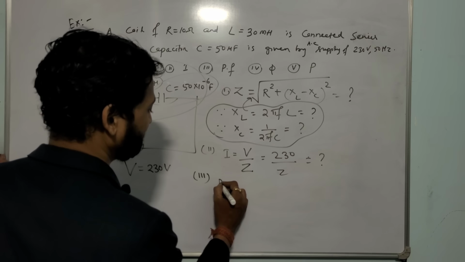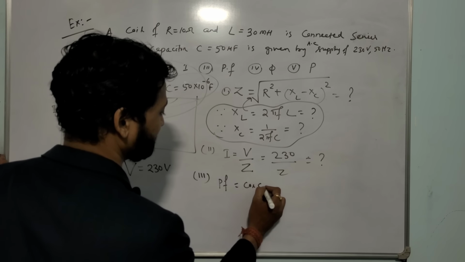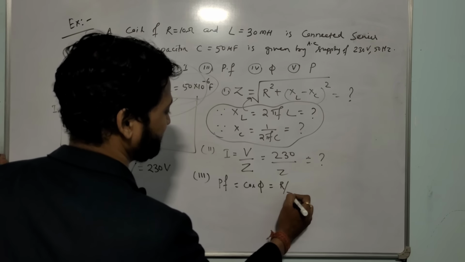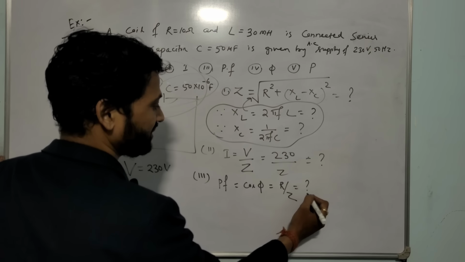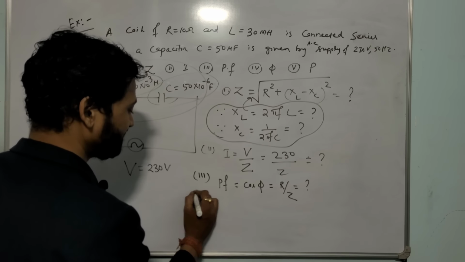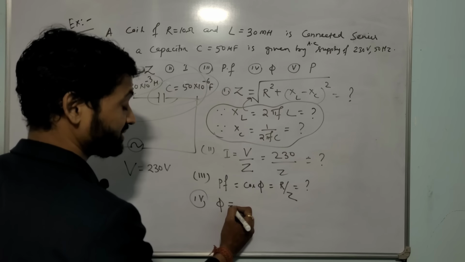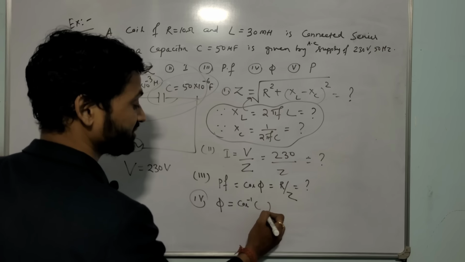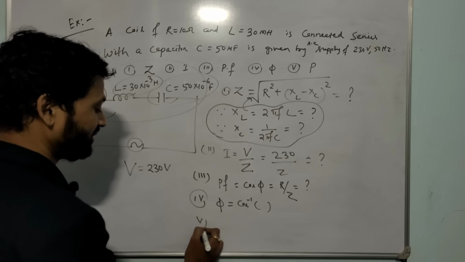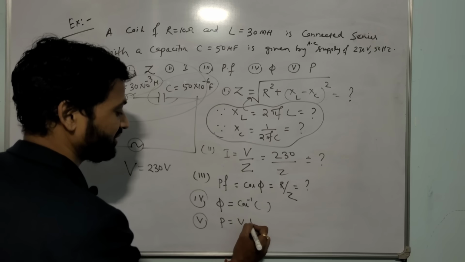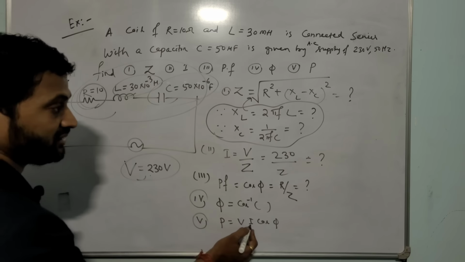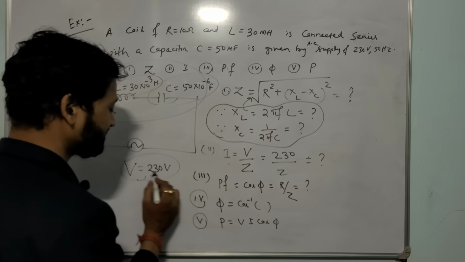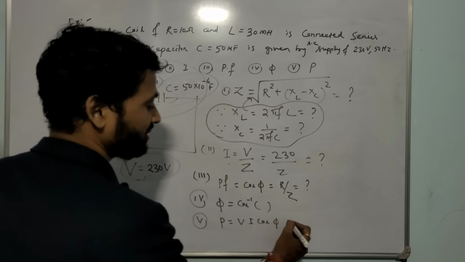थर्ड पॉइंट क्या है? पावर फैक्टर. पावर फैक्टर क्या है? cos phi, which is r by z. r you know 10, z already you got from here, then you can get some answer. Fourth bit phi, phase angle. Phase angle क्या होता है? cos inverse of that value. लास्ट बिट पावर क्या होता है? V I cos phi. v क्या है? 230. करंट क्या है? जो भी करंट मिला, RMS करंट एंड RMS वोल्टेज, cos phi तो मिल गया, देन आंसर मिल जाएगा.